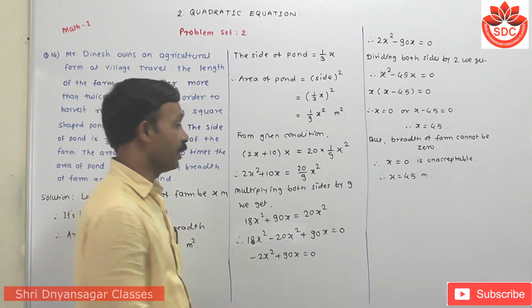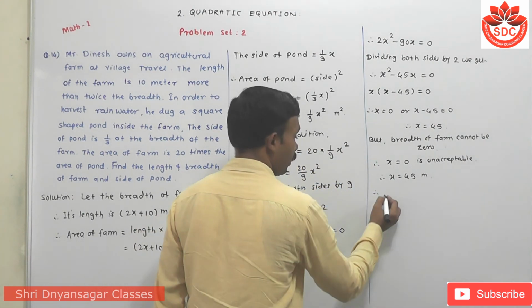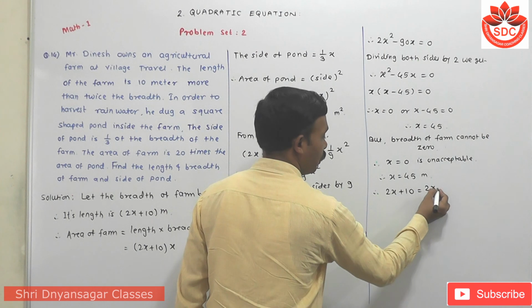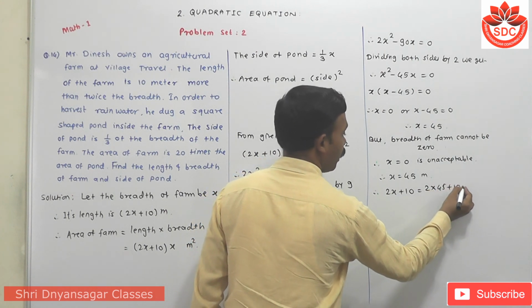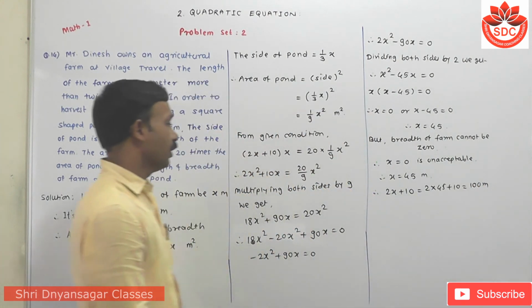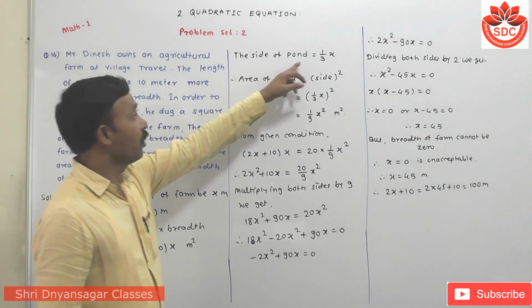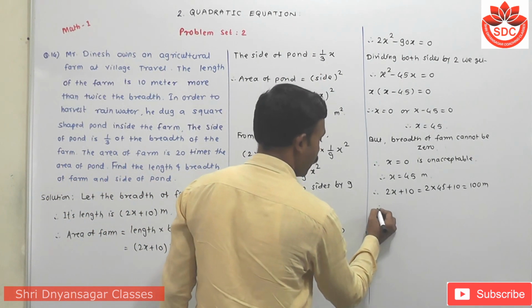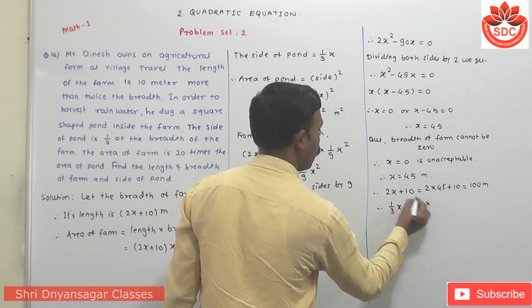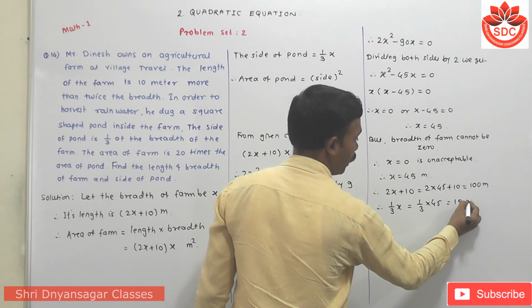We have to find out the length. The length is twice x plus 10, which is 2 into 45 plus 10, that is 90 plus 10, which means 100 meter. And also we find the side of the pond, which is 1 upon 3 of x, which is 1 upon 3 into 45, and when we divide, it is 15 meter.